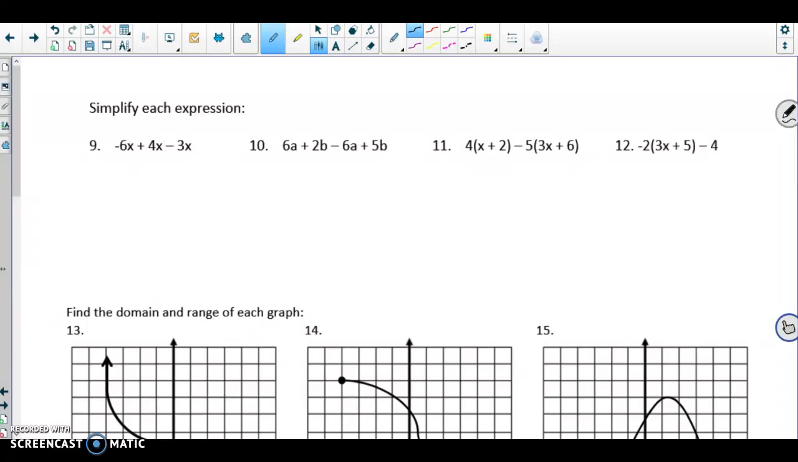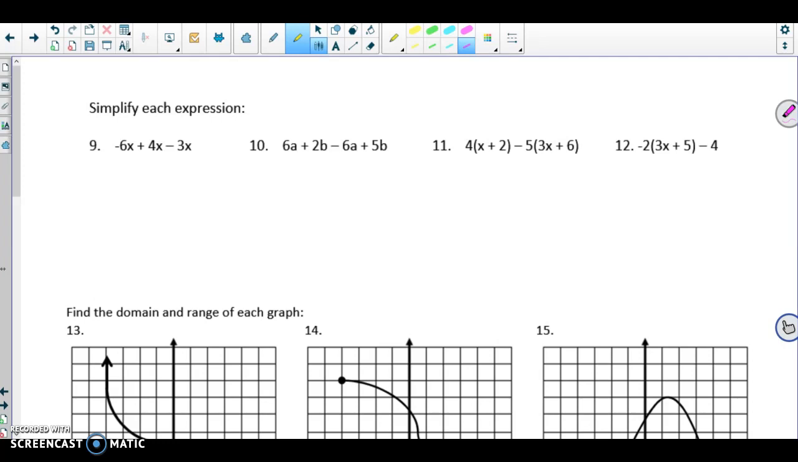All right, welcome to part two, which is the backside of your review. So let's see if we can get this part taken care of and hopefully understand these pretty well. On the backside, we're starting with simplifying each expression by combining like terms. I'm going to use my colors because I like to be able to tell the difference between different things.